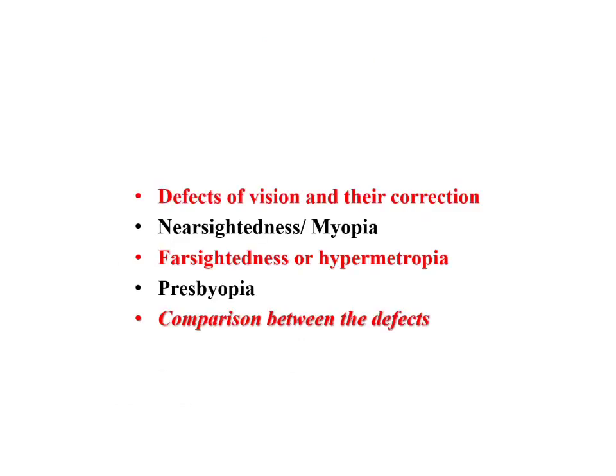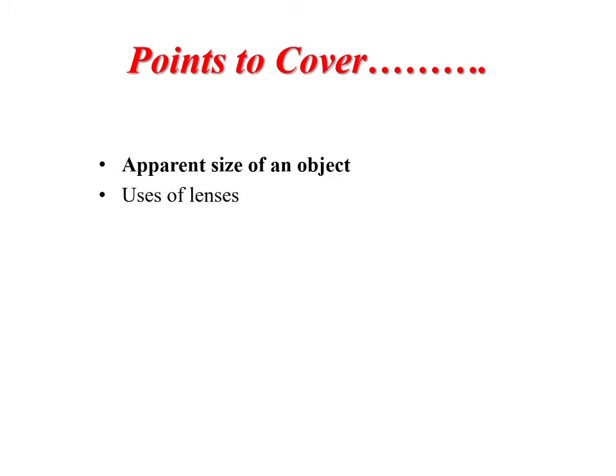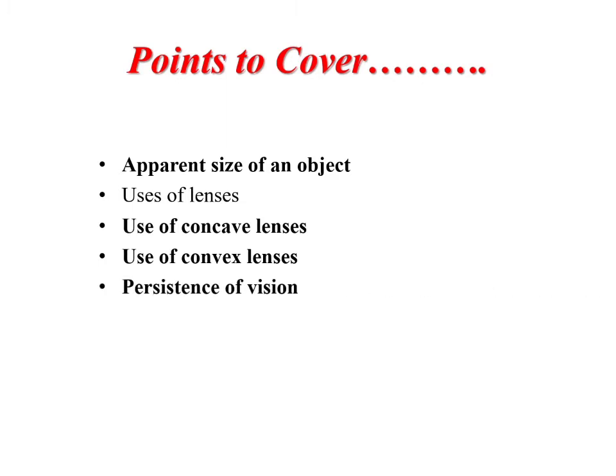Then, in the second lecture, we have seen nearsightedness, that is myopia, hypermetropia, presbyopia, and also the comparison of these defects. Now, today, we are going to see the apparent size of object, uses of lens, uses of concave lens, uses of convex lens, persistence of vision, and the last topic will be how do we perceive different colors.